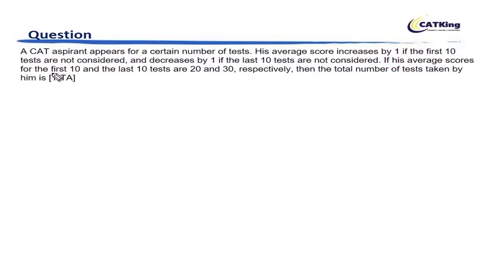A CAT aspirant appears for a certain number of tests. His average score increases by 1 if the first 10 tests are not considered, and decreases by 1 if the last 10 tests are not considered. If his average scores for the first 10 and the last 10 are 20 and 30, then the total number of tests will be what?